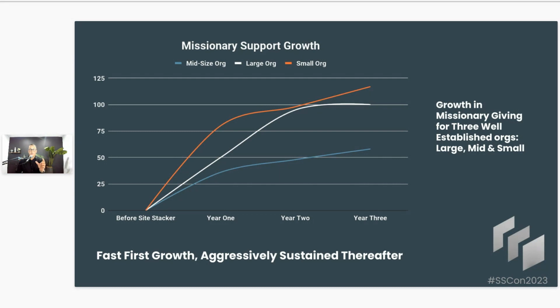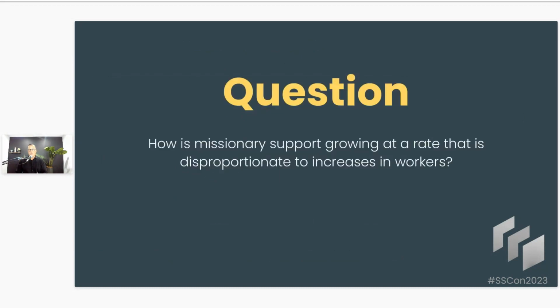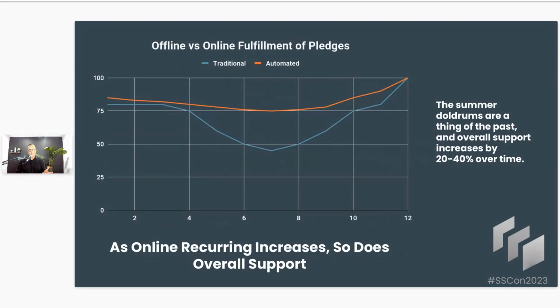Now, the question then goes, how do you grow missionary support by 100% when you didn't grow the number of missionaries on the field by at least 50 or 60%? How does that happen? And that's the question, right? Here's the answer. It's automated revenue.